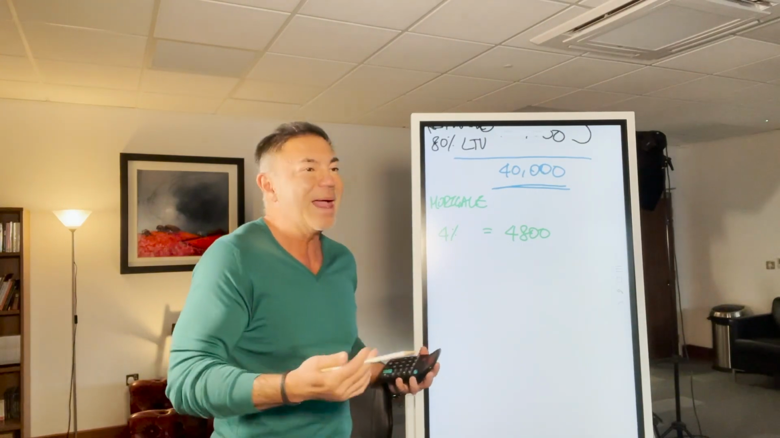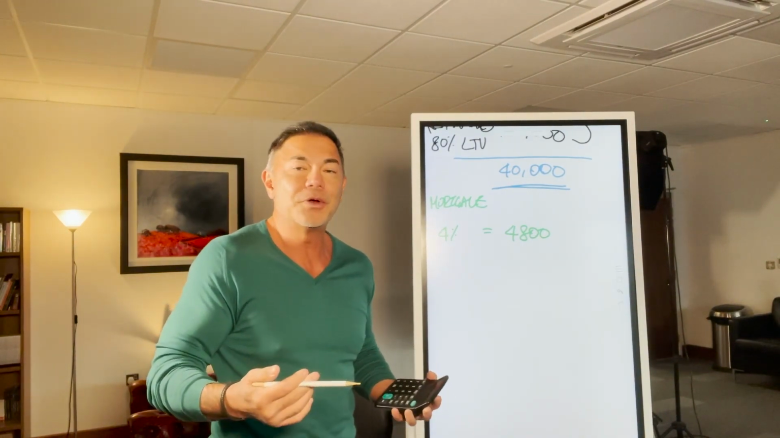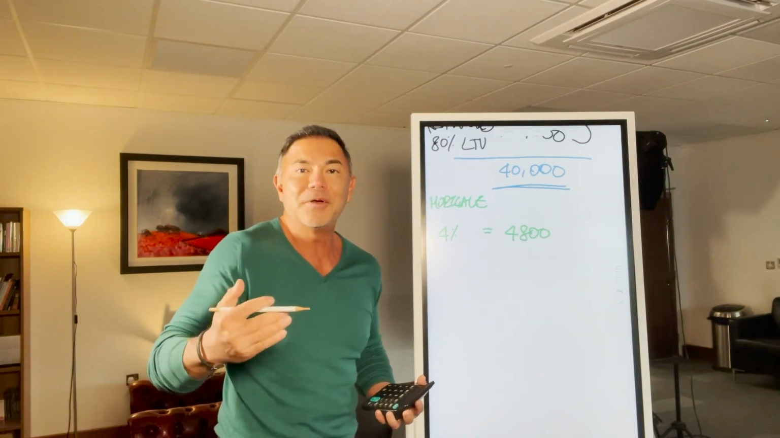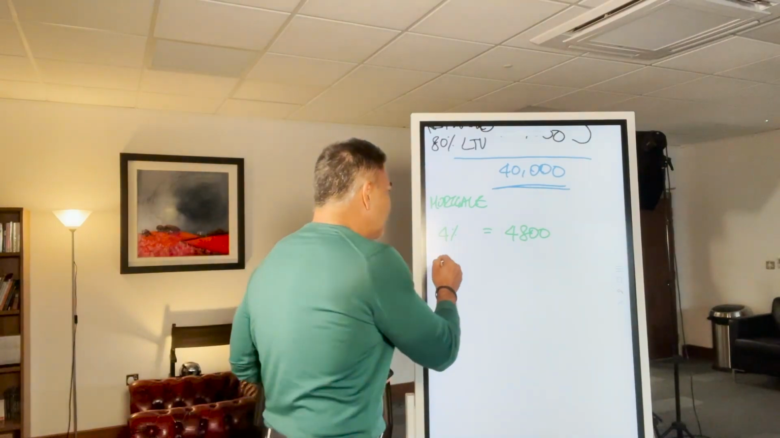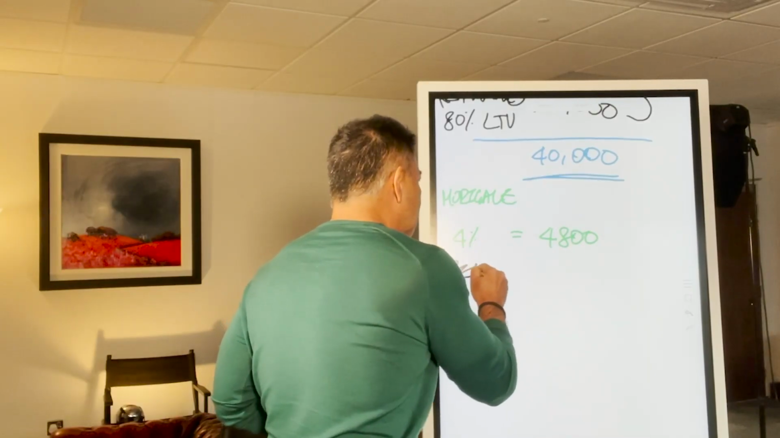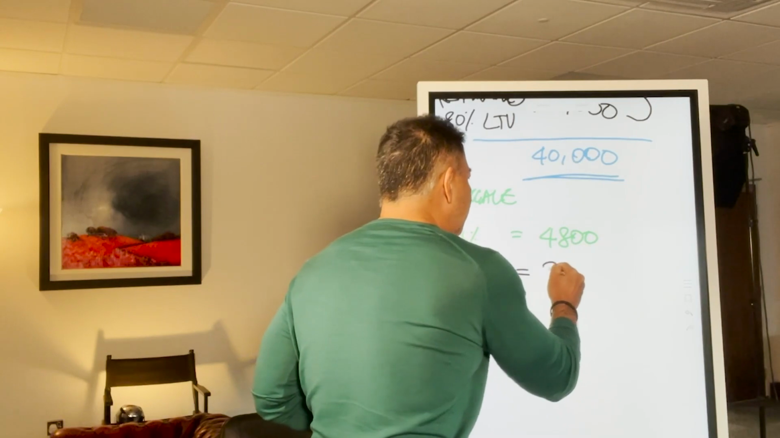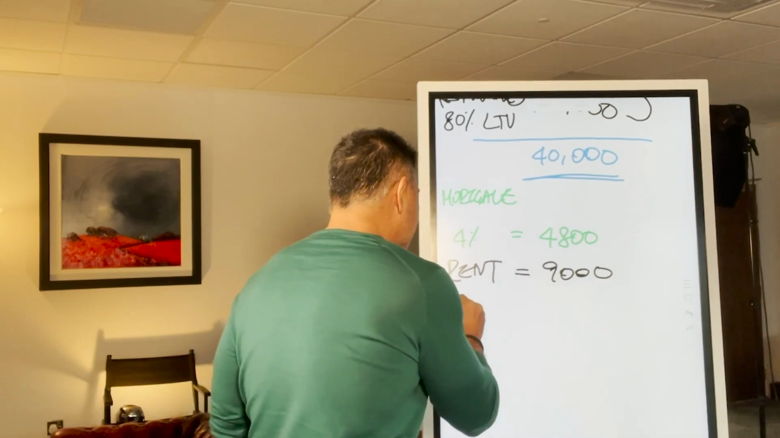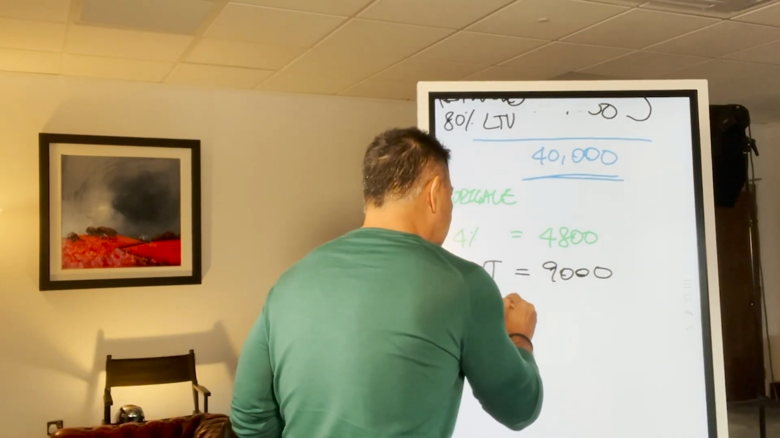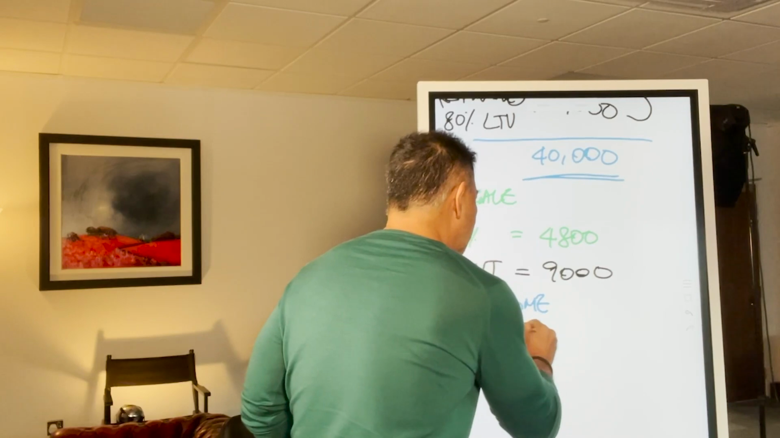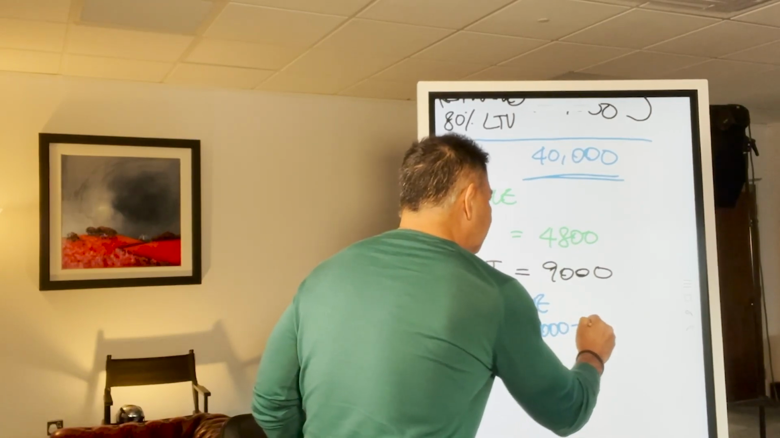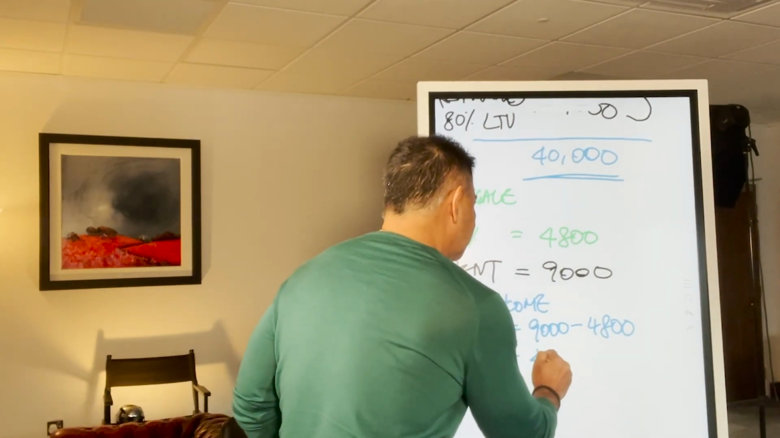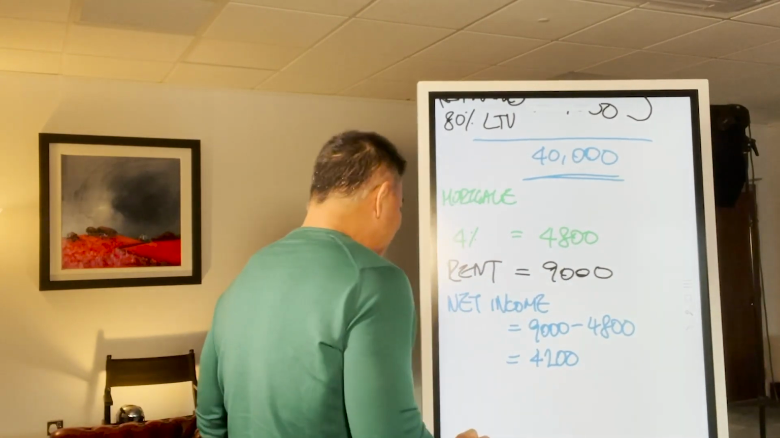So could it be likely that the rental could also have gone up by 50%? And the answer is yes. So a 50% increase of 6,000 is 9,000. So now let's say the rent is 9,000. So now the net income equals 9,000 minus 4,800, which is 4,200. So now this is the net income.